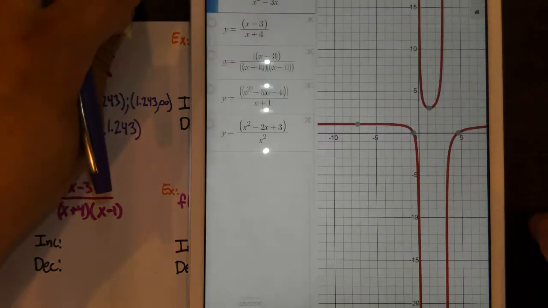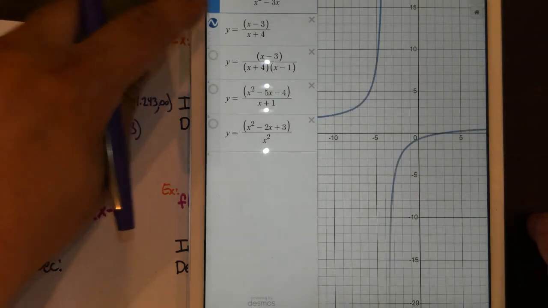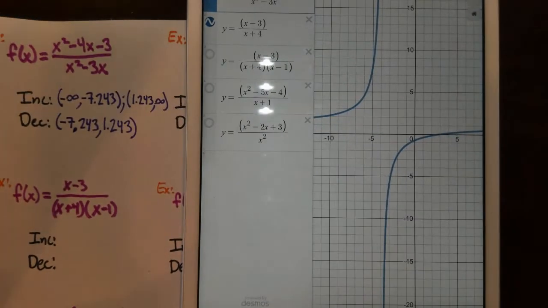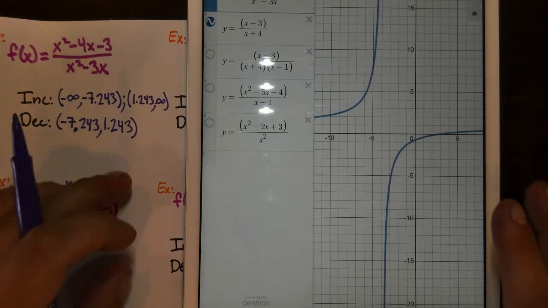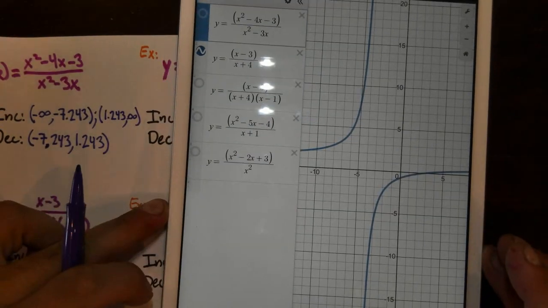So let's take a look at a few more examples here. My camera's going wild. Okay. So now I have graphed this one.